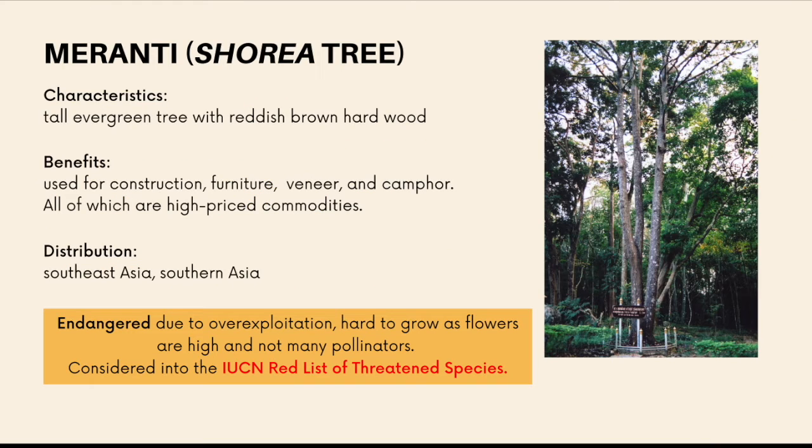Moving on to the Meranti or Shorea tree. It is a tall, evergreen tree with reddish-brown hardwood. It is used for construction, furniture, veneer, and camphor, all of which are high-priced commodities. This plant can be found in Southeast Asia and Southern Asia. It is considered endangered due to overexploitation, difficulty growing flowers, not many pollinators, and it is listed in the IUCN Red List of Threatened Species.